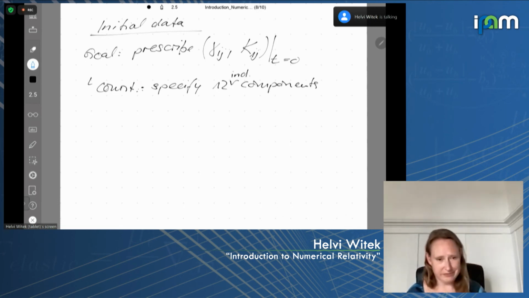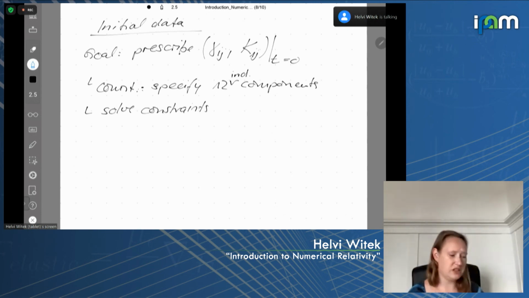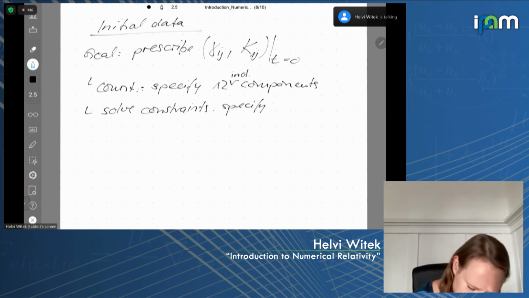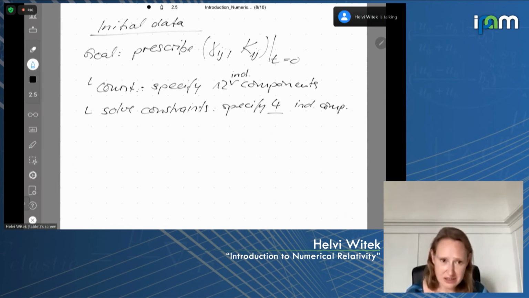Good. Well, I made this point about using the constraints to solve for the initial data, but the constraints are just four elliptic equations. So they will specify four of our independent components, but not all of them. So how do we specify the remaining 8 components? Well, that's up to us, and is essentially motivated both by the physical setup that we want to study and possibly a technical simplification.